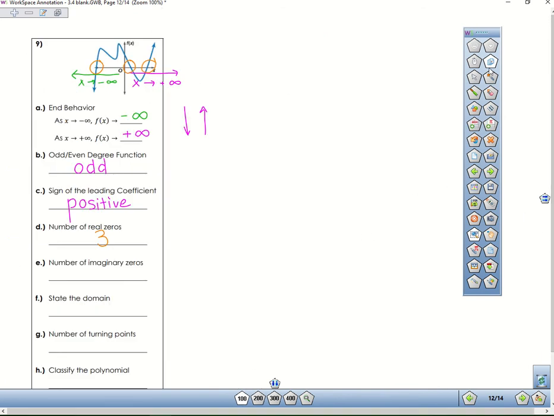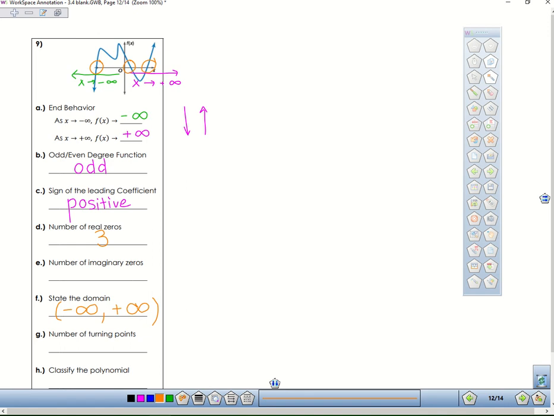Now we're going to come back to letter E later because it's going to be easier to figure out after we figure out some other information. So we're going to come back to this one. We're going to state the domain. So my function goes to the left forever and it goes to the right forever. So the domain is? Good. Negative infinity to positive infinity. You're close.